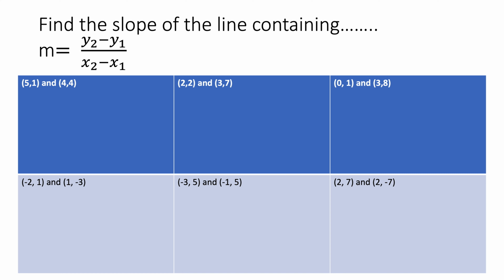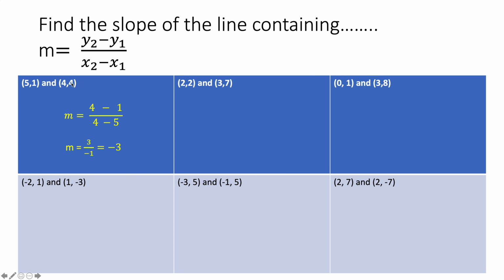I'll take you through the first one using the formula, and then we'll do the rest of the page one at a time, okay? All right, so for the first one, the slope is equal to the y from the second minus the y from the first over the x from the second minus the x from the first.